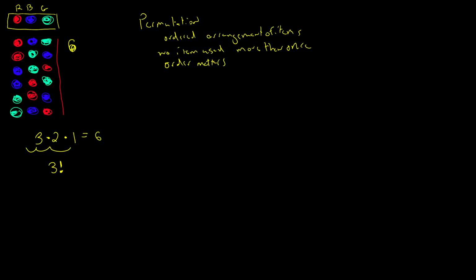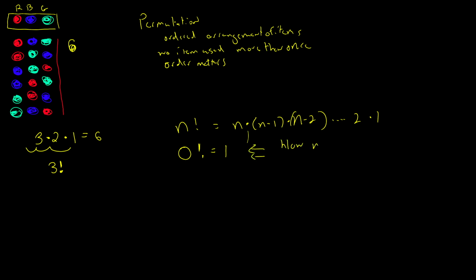So factorial will be the symbol we use. And so if I do n factorial, I'm saying I want n times n minus 1 times n minus 2 all the way down to 2 times 1. Now, to make this work, we have to say that 0 factorial is equal to 1. And what I think about for this is, how many ways can I choose nothing? And of course we have one way to choose nothing.